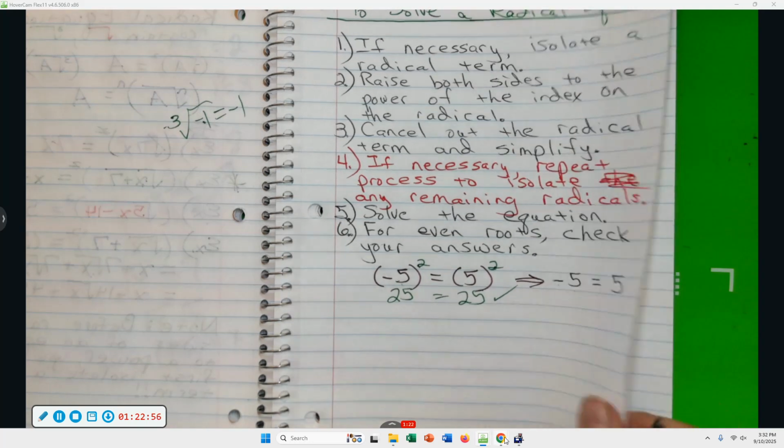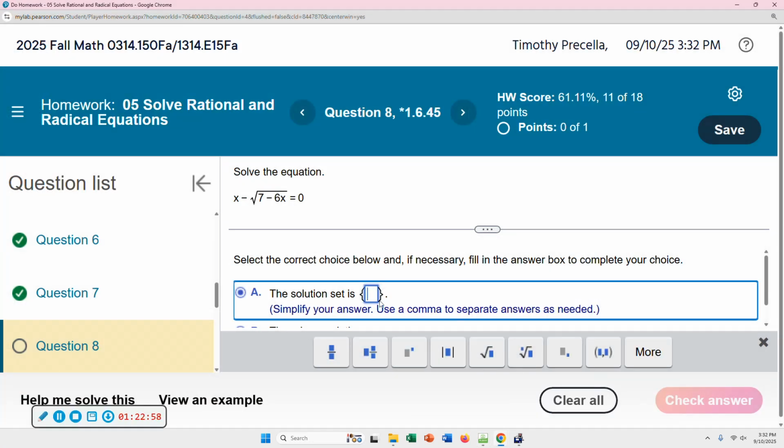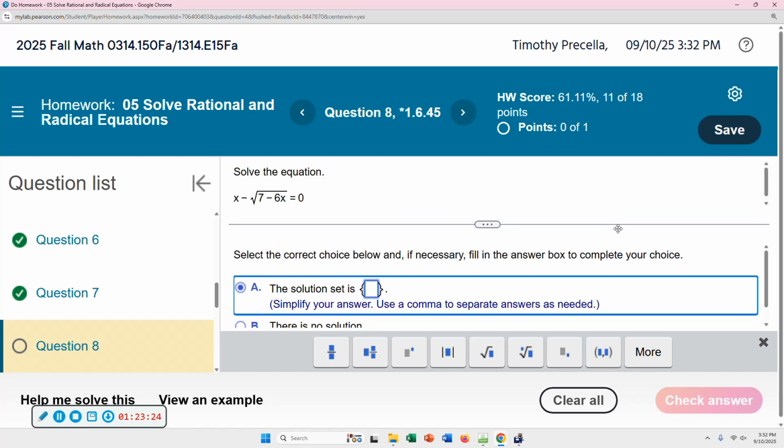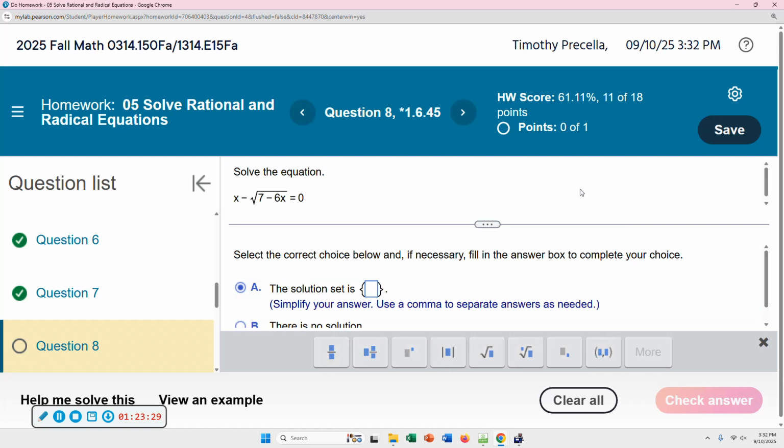So let's look at number 8. We have x minus the square root of 7 minus 6x is equal to 0. Okay, switch over to the paper.